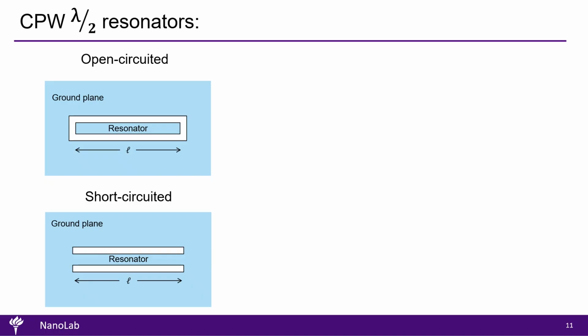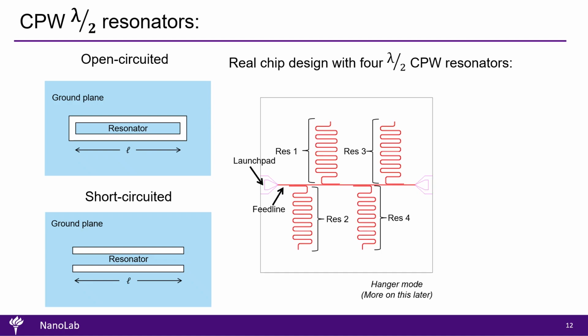Beyond these simple diagrams, here's a real design implementation. The chip layout shows four half-lambda CPW resonators, each coupled to a common CPW feed line. The feed line is terminated at both ends with CPW launch pads, which serve as the chip's external connection ports. Arranging resonators along a shared feed line with two ports is known as the hanger mode measurement scheme. We will return to measurement schemes in more detail later in our lecture series.